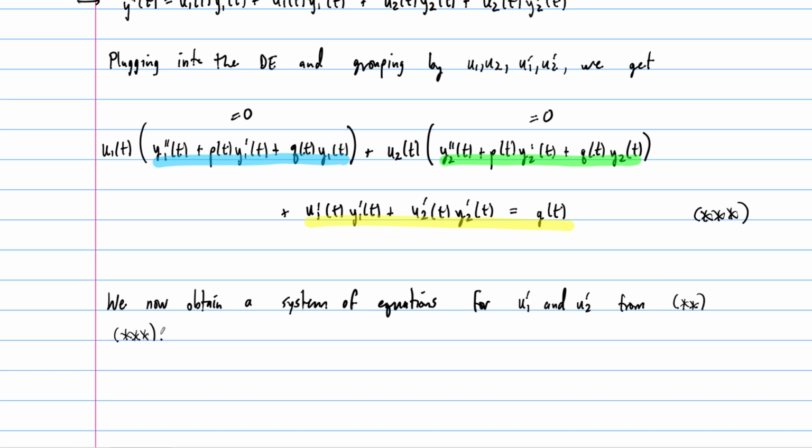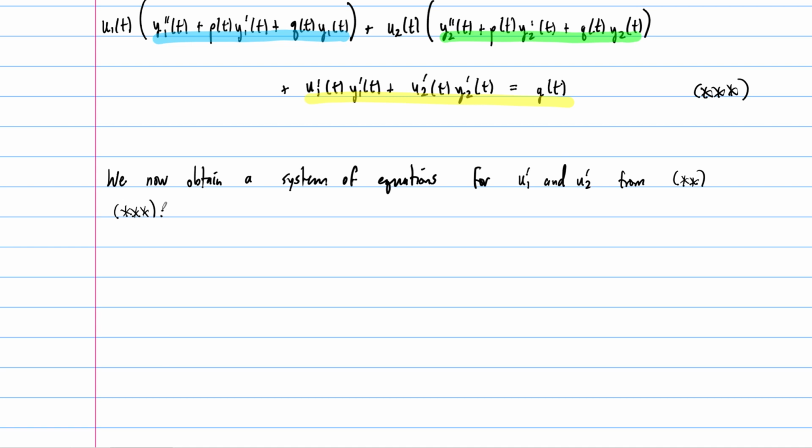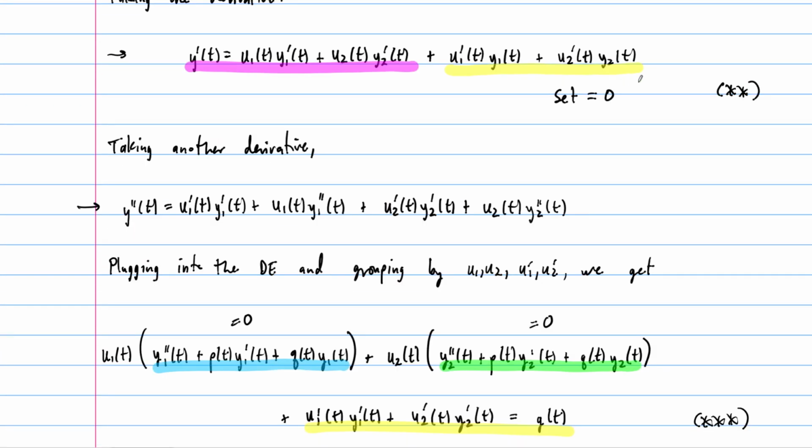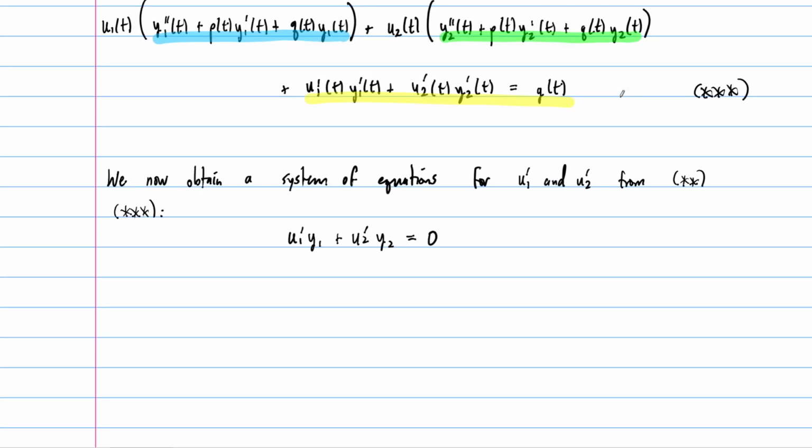So let me write down the system of equations itself, and then we can ask how we would solve this. The equations are u1 prime times y1 plus u2 prime times y2 equal to 0. That was equation 2 star. Equation 3 star is u1 prime y1 prime plus u2 prime y2 prime, and this one's equal to our function g of t. So now these are equations of functions.